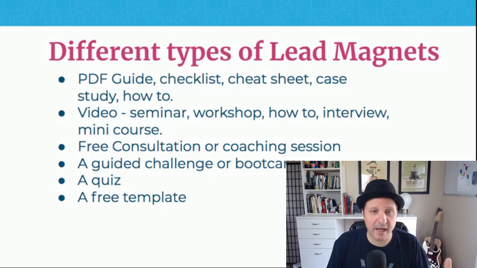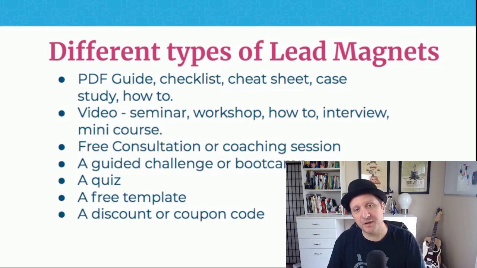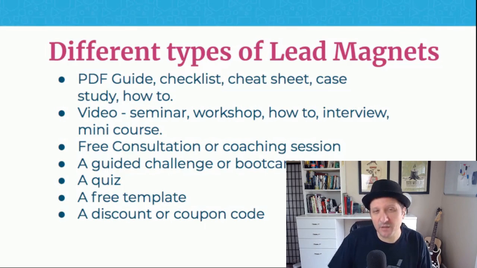It could be a discount or a coupon code, right? So if you have a course that you want to do a flash sale on, granted, this is a little bit more of a hybrid because you're selling, but the lead magnet could be a discount code. So you're getting people on your list, but you're also getting them to buy. So that's a little bit more of a hybrid.